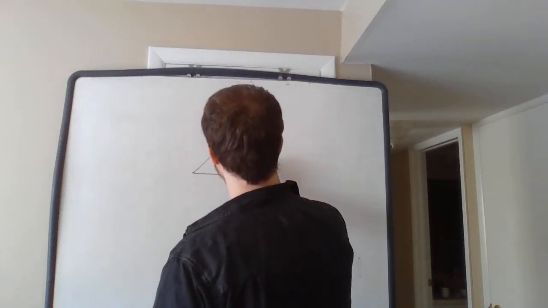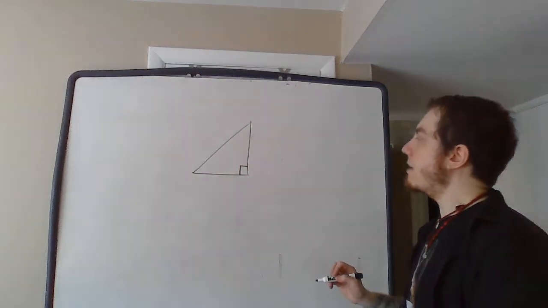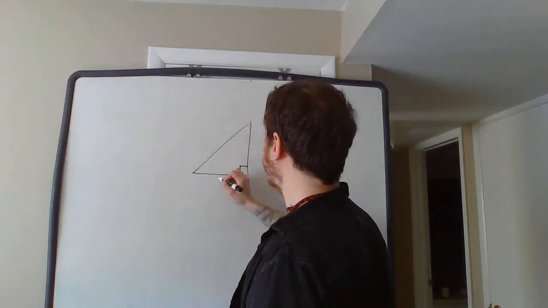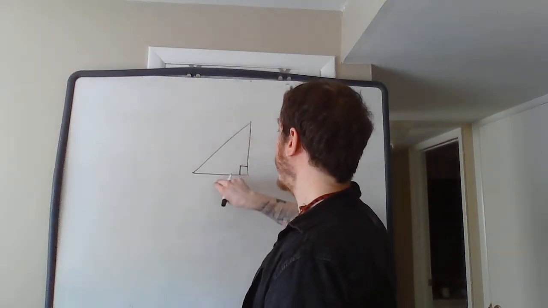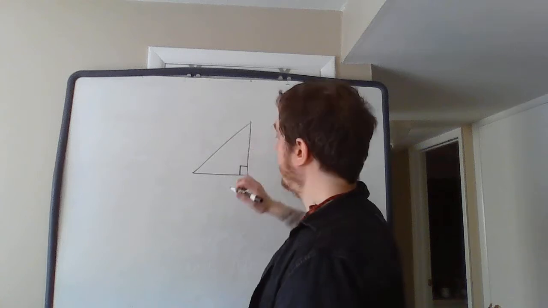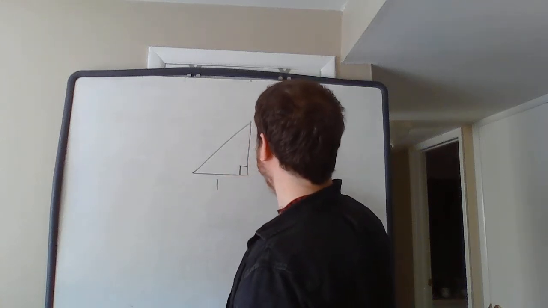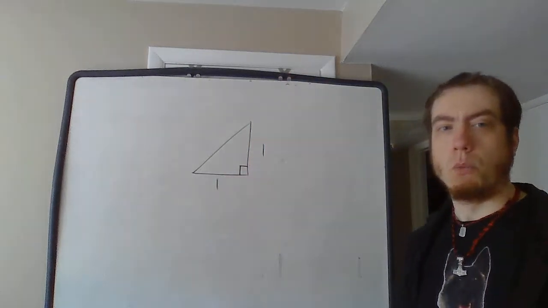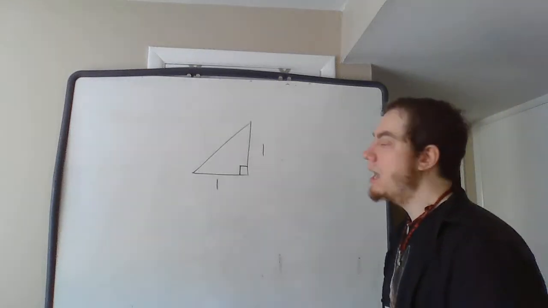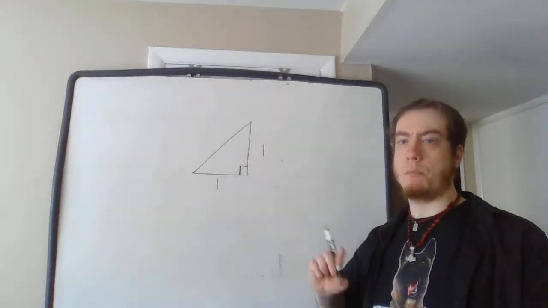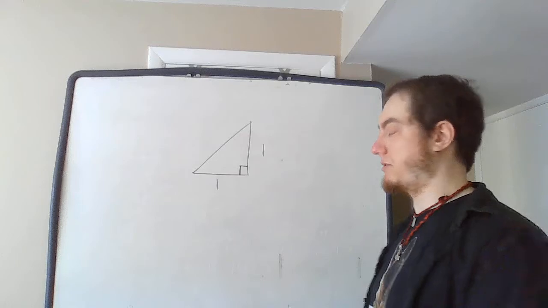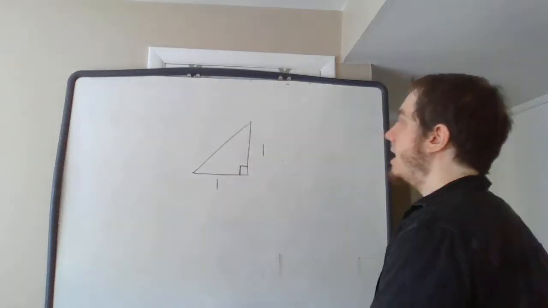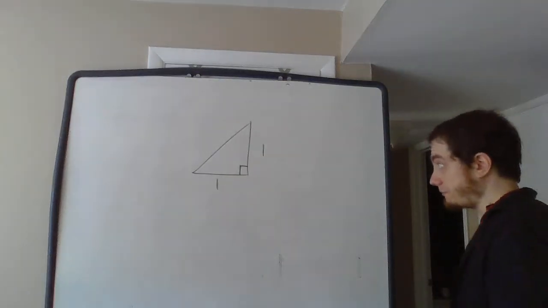Suppose that I have a right triangle, and I want to say that these two sides have the same length. In fact, we're just going to set their length at 1, because why not? I could pick it to be anything I wanted to, but let's make things easier on ourselves and just pick it to be 1. It turns out not to really matter.